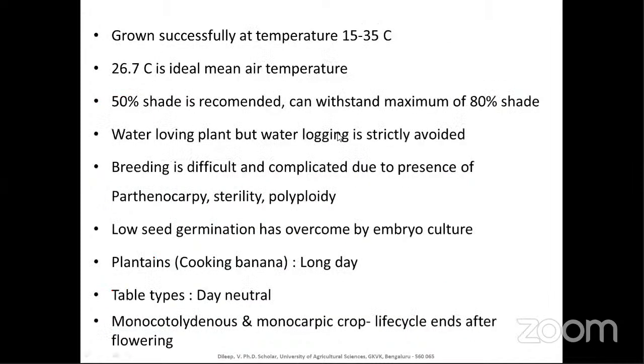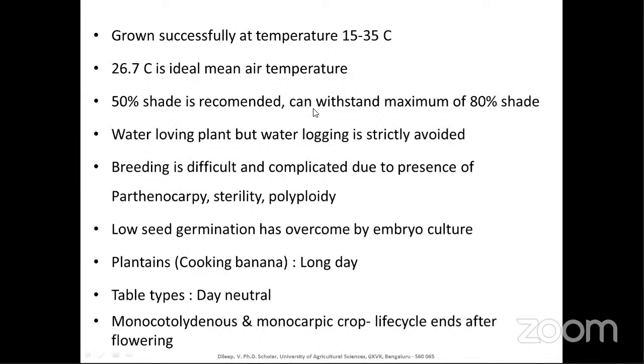So coming to the agronomic practices. It grows successfully at a temperature of 15 to 35, that is the typical humid tropical climatic condition. And 26.7 degrees is something I have put specifically because this point is present in the handbook of horticulture, and I have encountered this question twice. It has been asked directly: what is the ideal mean air temperature for banana? 26.7 degrees Celsius. Please remember this. And 50% shade is recommended for growth.